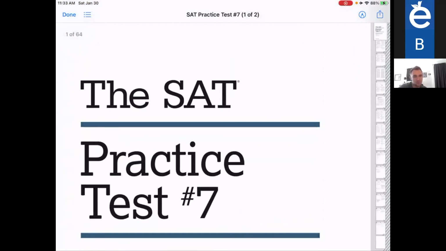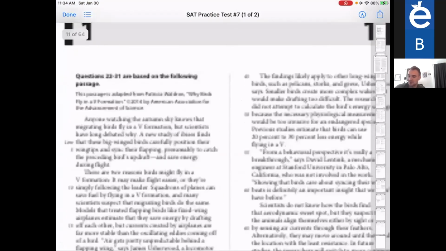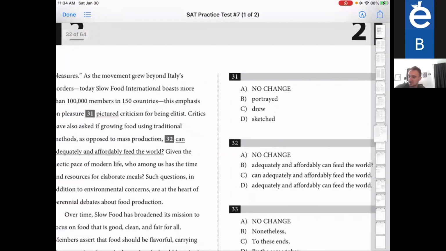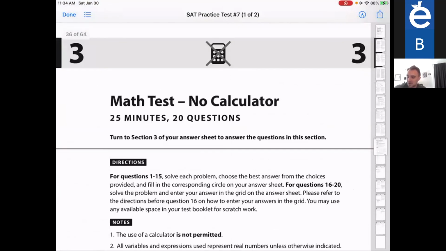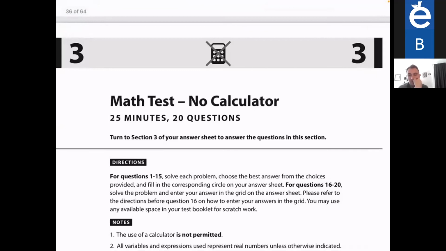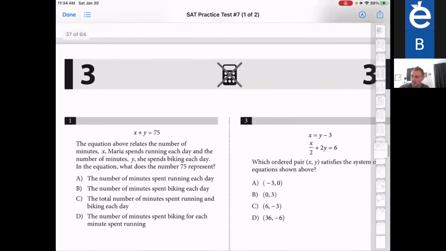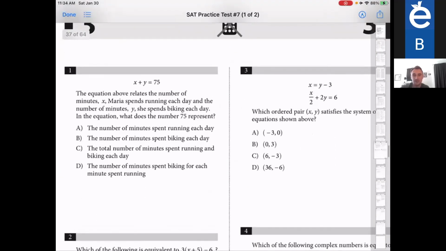So I'm going to jump over to SAT practice test number 7. This should be the one that you were working with Mr. Scotty earlier on. And we'll jump to the math section, which is the third section here. Right here, starts on page 36 of the PDF. So I'll give you a couple seconds if you want to open that up on your end. So let's start here on page 37 of the PDF.